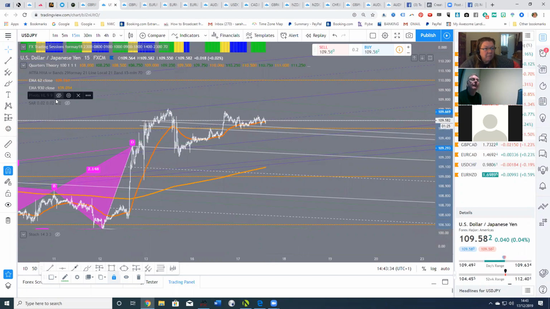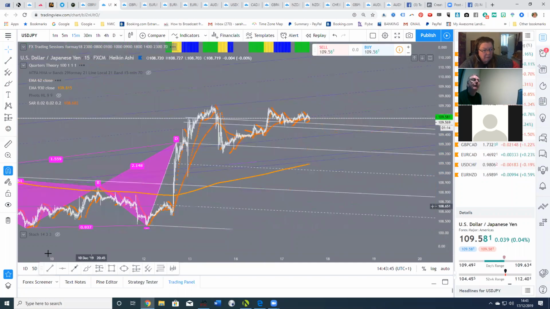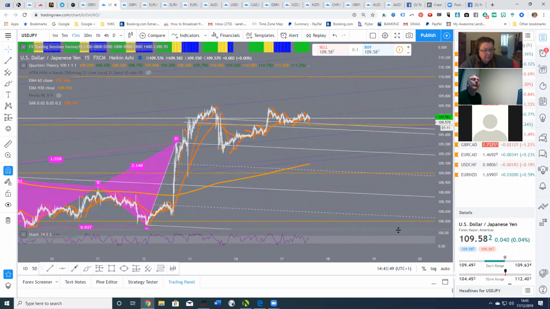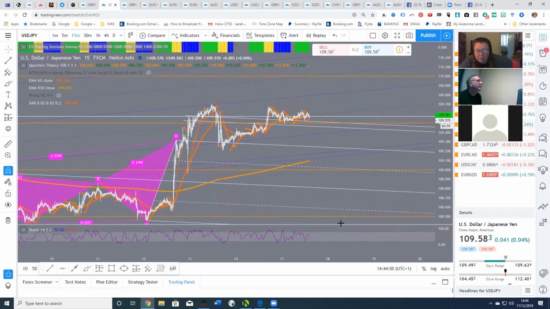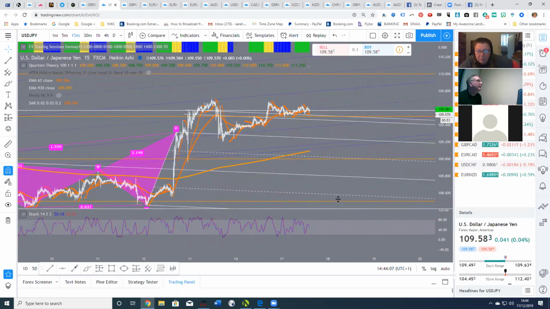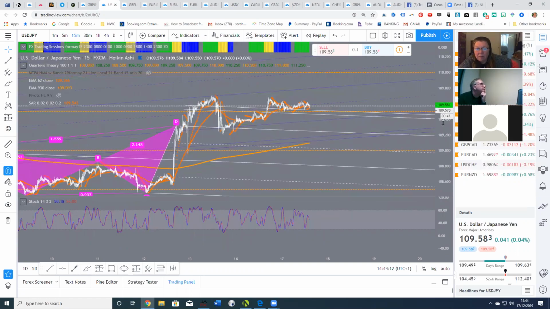So 15-minute, put the SARs on, Heikin-Ashi on, and the stochastic. I'm trying to make this bigger, and I try and drag it, it's just the system's slower because of Zoom, I think. Just make that a bit bigger for you. It's always Zoom slows it down a bit.